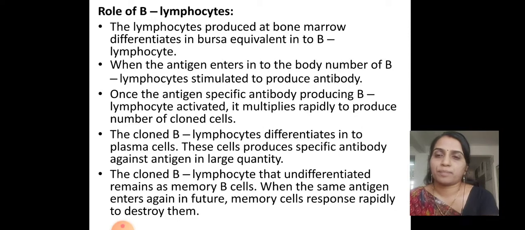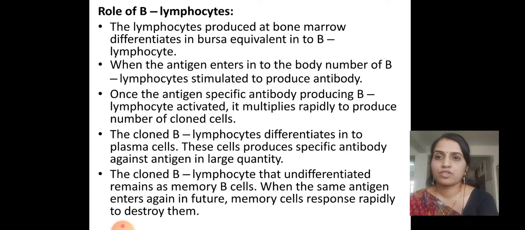Role of B lymphocyte. The lymphocytes produced at bone marrow differentiate in the bursa equivalent into B lymphocytes. When the antigen enters the body, a number of B lymphocytes are stimulated to produce antibody. Once the antigen specific antibody producing B lymphocyte is activated, it multiplies rapidly to produce a number of cloned cells, and this is how the rapid increase in the number of B lymphocytes will occur.